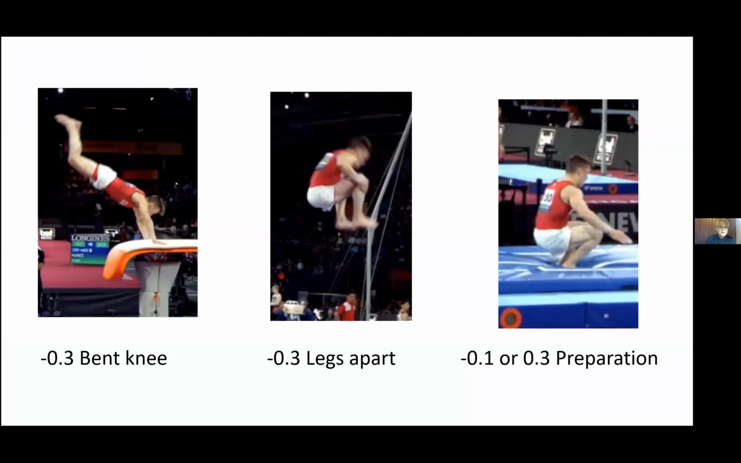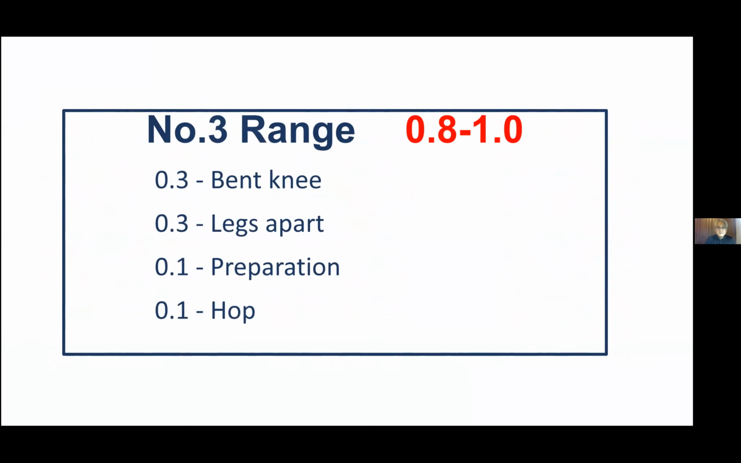Okay. First flight, bent knee, 3/10. Second flight, legs apart and toes, it's possible. And preparation, not enough. So my opinion is 0.8 to 1.0 deduction. Is that okay?